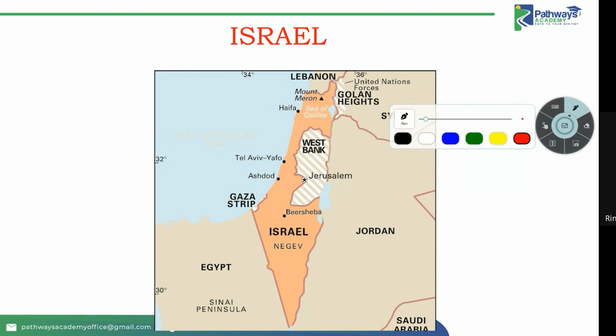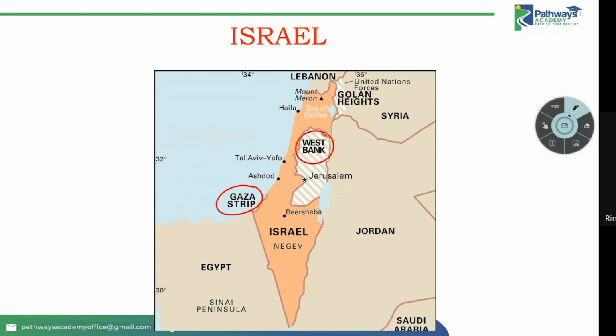Now we are moving to the disputed territories in Israel. The most disputed territories in Israel are the Gaza Strip and the West Bank, because these are the Palestinian enclaves present in Israel.